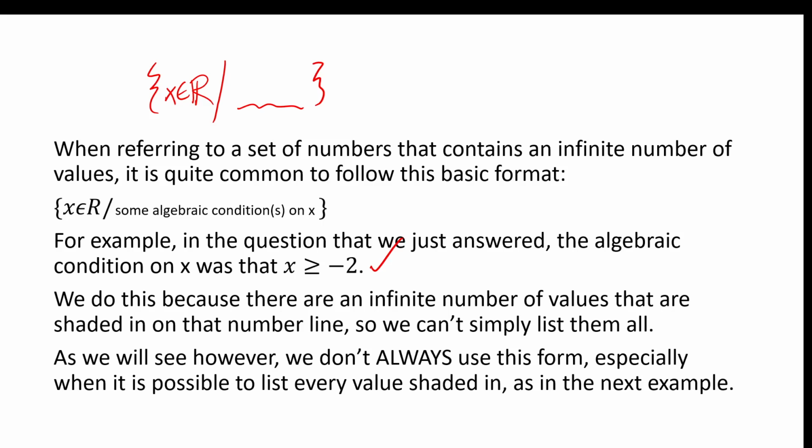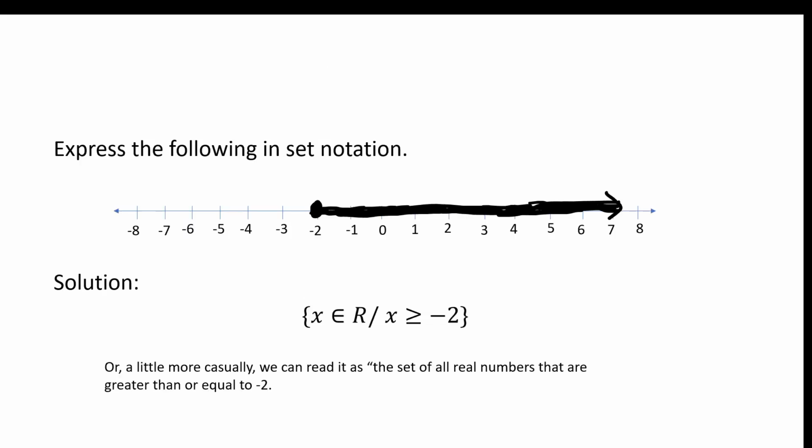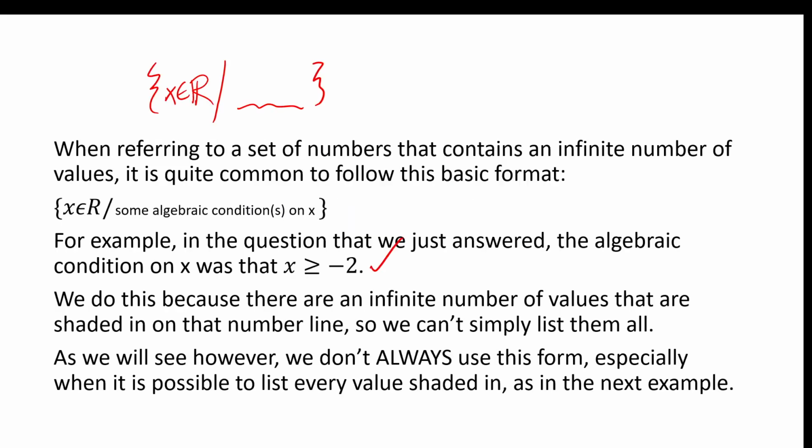Now we do that because there's an infinite number of values that are shaded in, so you can't simply list all of them. As we'll see, however, we don't always use this form, especially when it's possible to list every value shaded in. And that's true in the next example. So just to show you what I mean, this example that we just did, it's impossible to list them all. There's infinite numbers of numbers. There's decimals. There's no way I could just write them all with and put commas in between. It would be impossible. But sometimes it is possible.